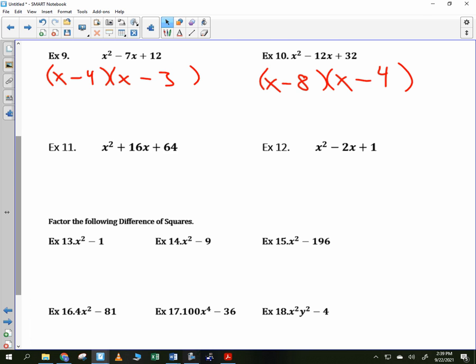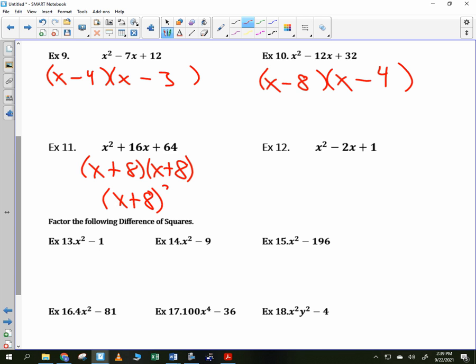14. All right, so you have x plus 8 times x plus 8. If you have something multiplied by itself, you can write it instead as x plus 8 squared. So let's just be clear. On the test, I'd like to see you write x plus 8 squared. But if you write x plus 8 times x plus 8, I'll still give you full credit. But I would like to see x plus 8 squared.